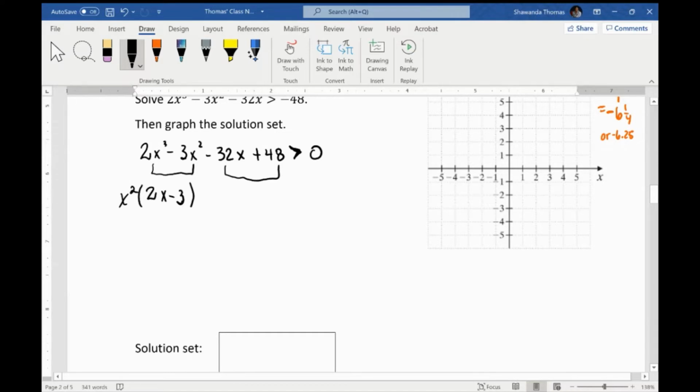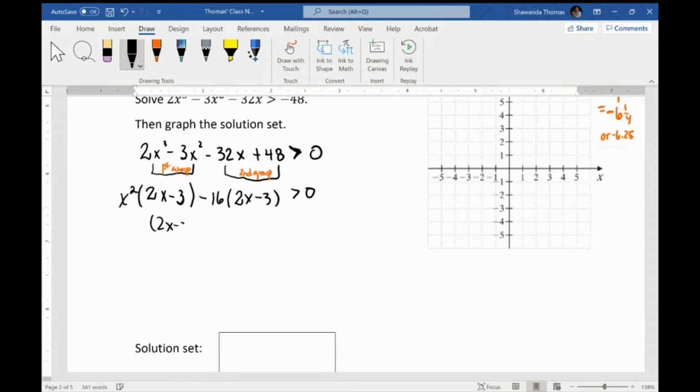Well, what's the GCF of the second group? What are we pulling out? Is it 16? Positive or negative? Negative. Yeah. Only negative 16 will work to give you that nice 2x minus 3. All right, which means we have 2x minus 3 times x squared minus 16.